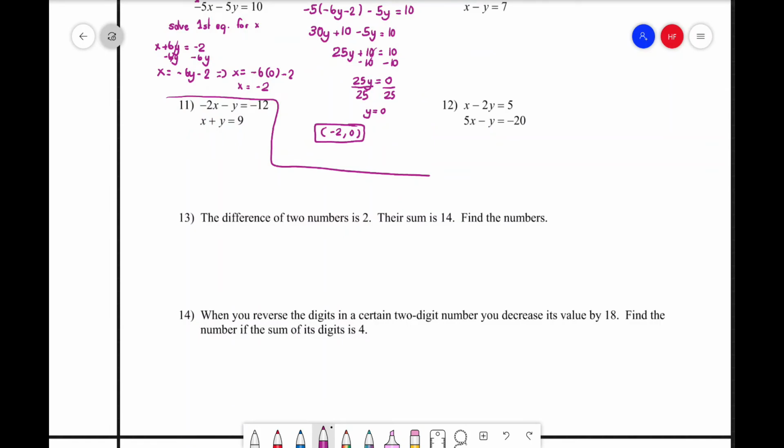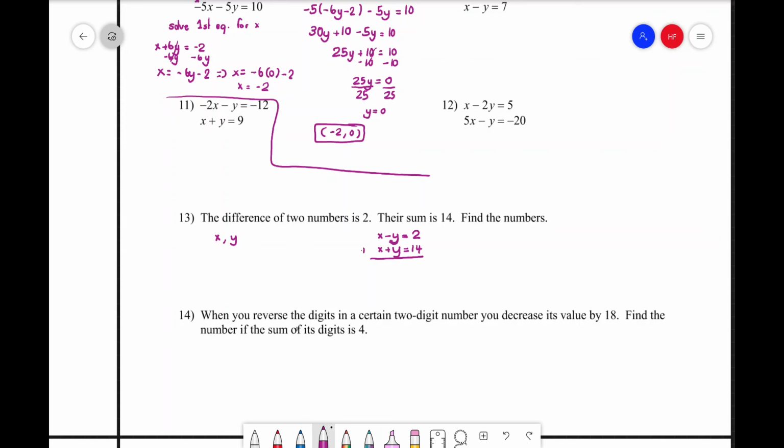Alright, so let's look at one of these word problems. We're going to do number 13. It says the difference of two numbers is 2 and their sum is 14. We want to find those numbers. So we're going to say our numbers are x and y. The difference is 2. And it doesn't matter the order since we don't know what either of them are. So normally we would say we want to write it backwards. But since I don't know what x is, I don't know what y is, the order does not matter right now. And their sum is 14. Sorry. x plus y equals 14.